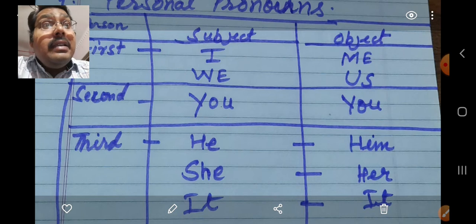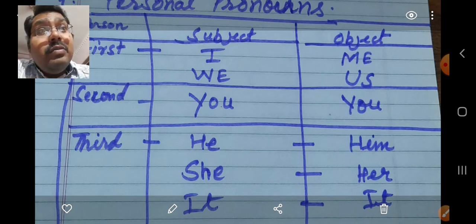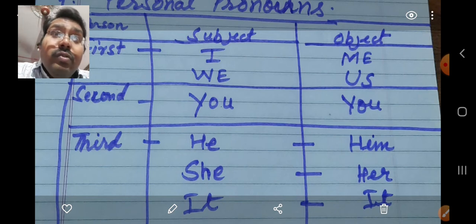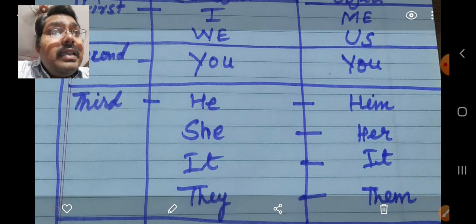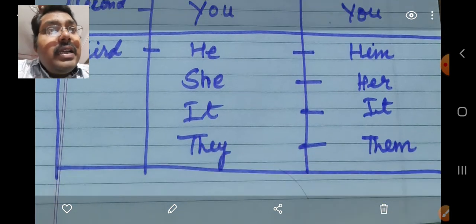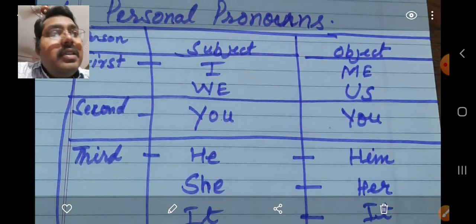Okay. I is a subject, me is an object, we is a subject, us is an object, you is a subject, you is the object also. He is a subject, him is an object, she is a subject, her is an object, it is a subject, it is an object, they is a subject, them is an object. So I hope this table is learned by you.